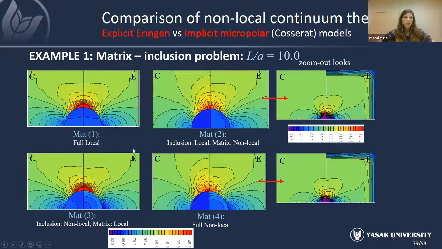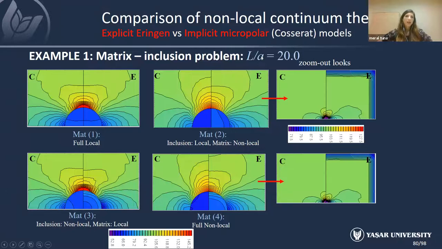Of course, we can see contour plots of normal stress for other scale ratios as well. These are zoom-in looks to better see the variation of normal stress in the vicinity of the inclusion, and these are the zoom-out looks to show the boundary effects of Eringen model around the domain boundaries. And this is the case for the largest scale ratio, which refers to infinite domains. Again, the points we mentioned are still valid.